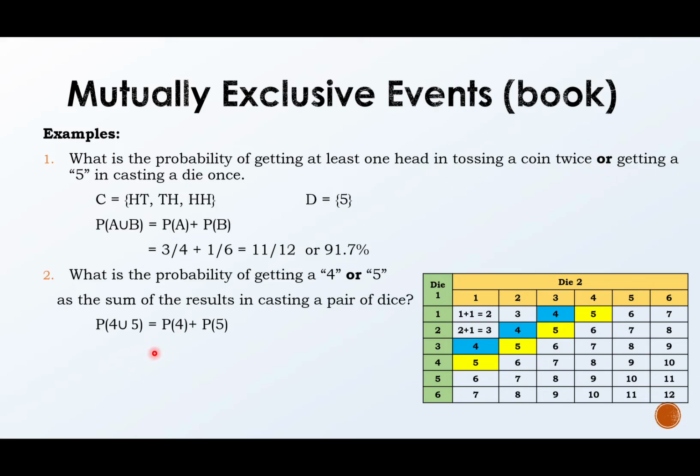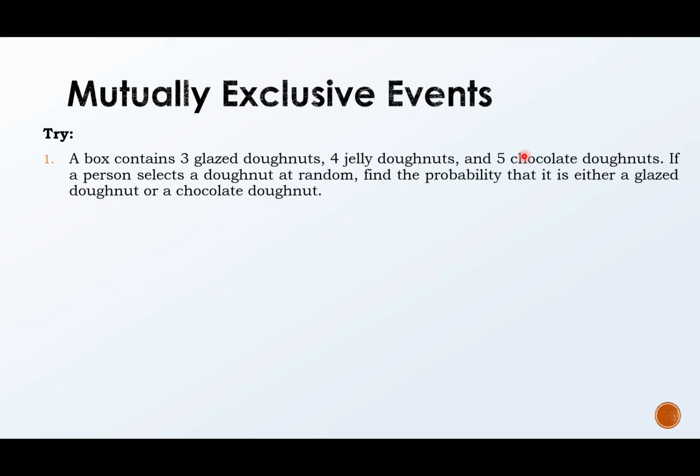Okay? So, probability na 4 plus probability na 5, kasi nga mutually exclusive, edi 3, kasi we have three 4s, tatlong sum na 4, out of 36 lahat ng yan na sum. Okay? Plus 4 out of 36, kasi yung naka-yellow, 4 naman na sum na 5 out of 36. Same denominator, 36. So you simply add the numerator. Numerator, 7/36 or 19.4%.